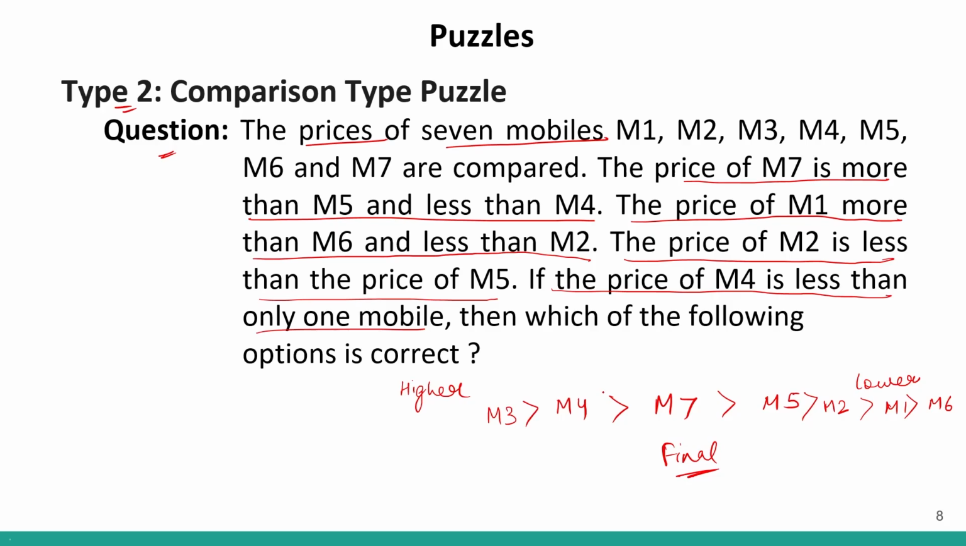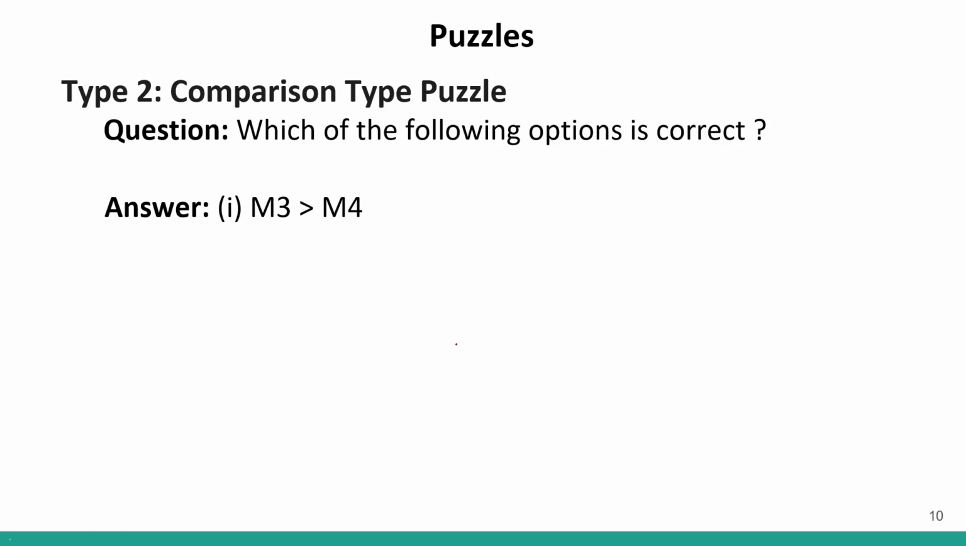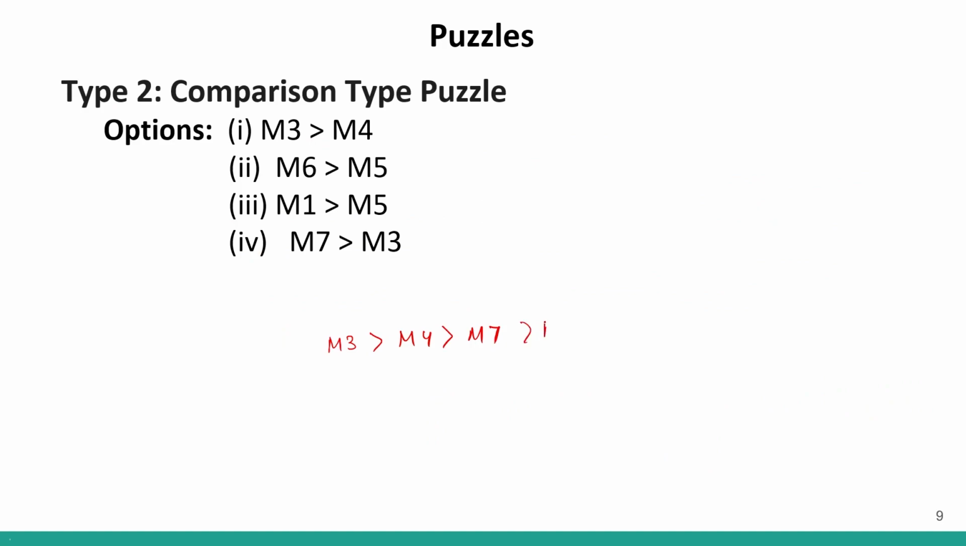We had 7 mobiles, 1, 2, 3, 4, 5, 6, 7, and we have placed them all. The question is, which of the following options is incorrect? Let us look at the options. Let me write this arrangement on the next page. So M3 is greater than M4, which is greater than M7. Okay. Then we have M5, M2, M1, M6. This is my final arrangement.